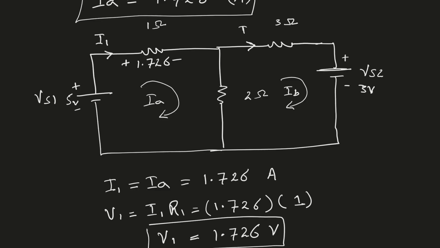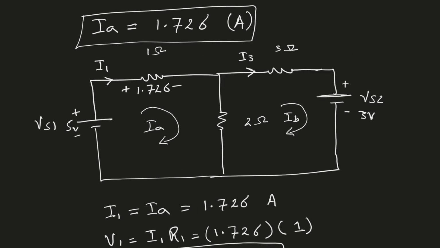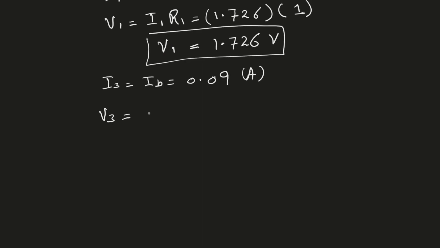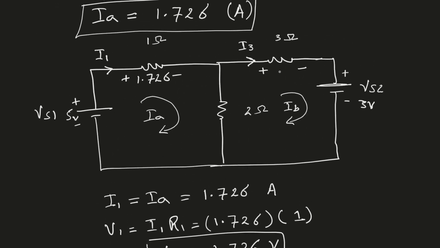The next current that we can find easily is the current I3. So the current I3 over here is the same current as IB. Okay, so we can say that I3 is equal to IB, which is 0.09 amperes. If this is the current I3, which is flowing in this direction of the IB, then the voltage drop across this resistor would be V3, which will be I3 times R3, which will be 0.09 times 3, and V3 is equal to 0.27 volts. So this much voltage, 0.27 volts, will drop across R3. So I will have a positive here and a negative here, and this would be 0.27.